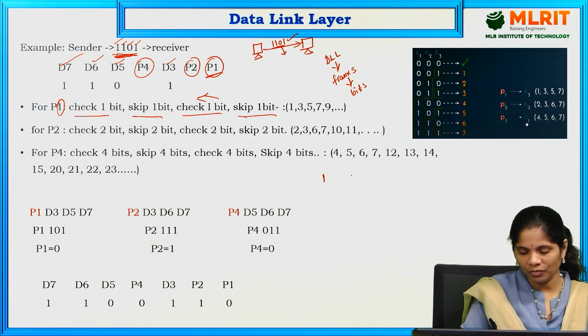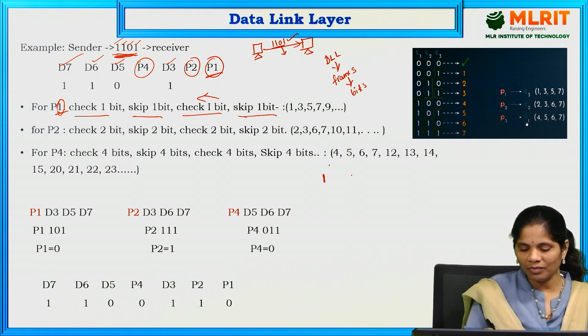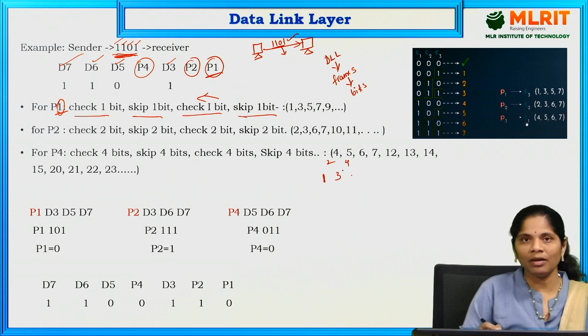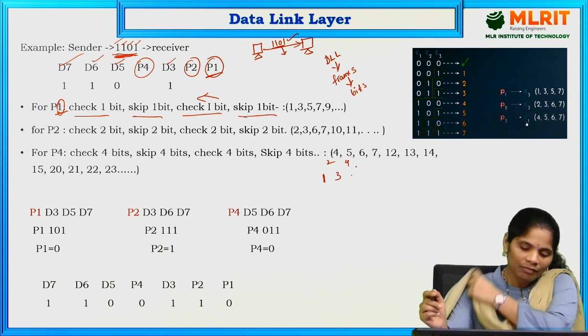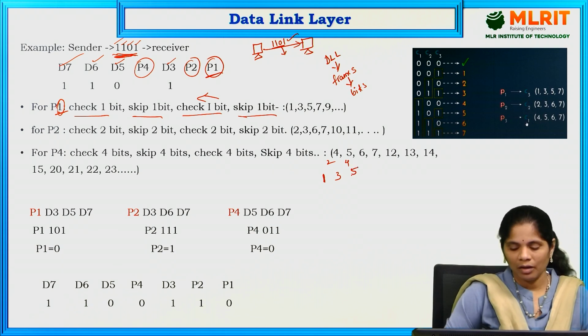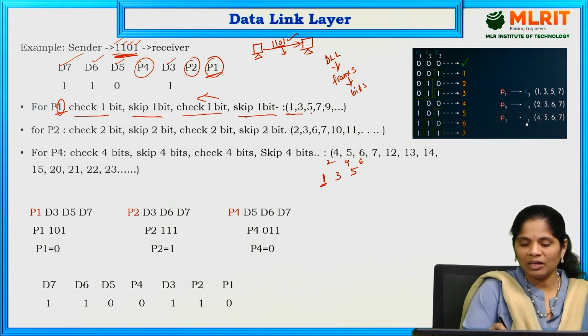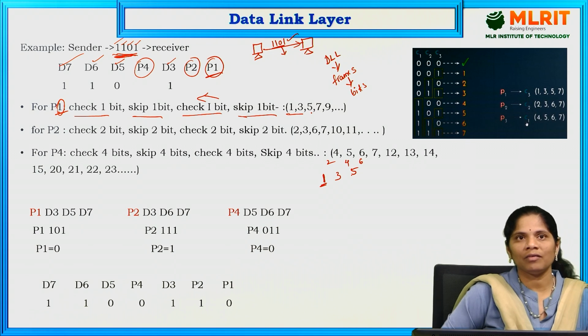It starts from 1 only. If I checked 1, we skip 2 and check 3. Again we skip 4, and then check 5, and next skip 6. Like that, 1 we check, 1 we skip. So it is 1, 3, 5, 7, 9, like that we follow the check and skip method for finding P1, the parity bit of 1.